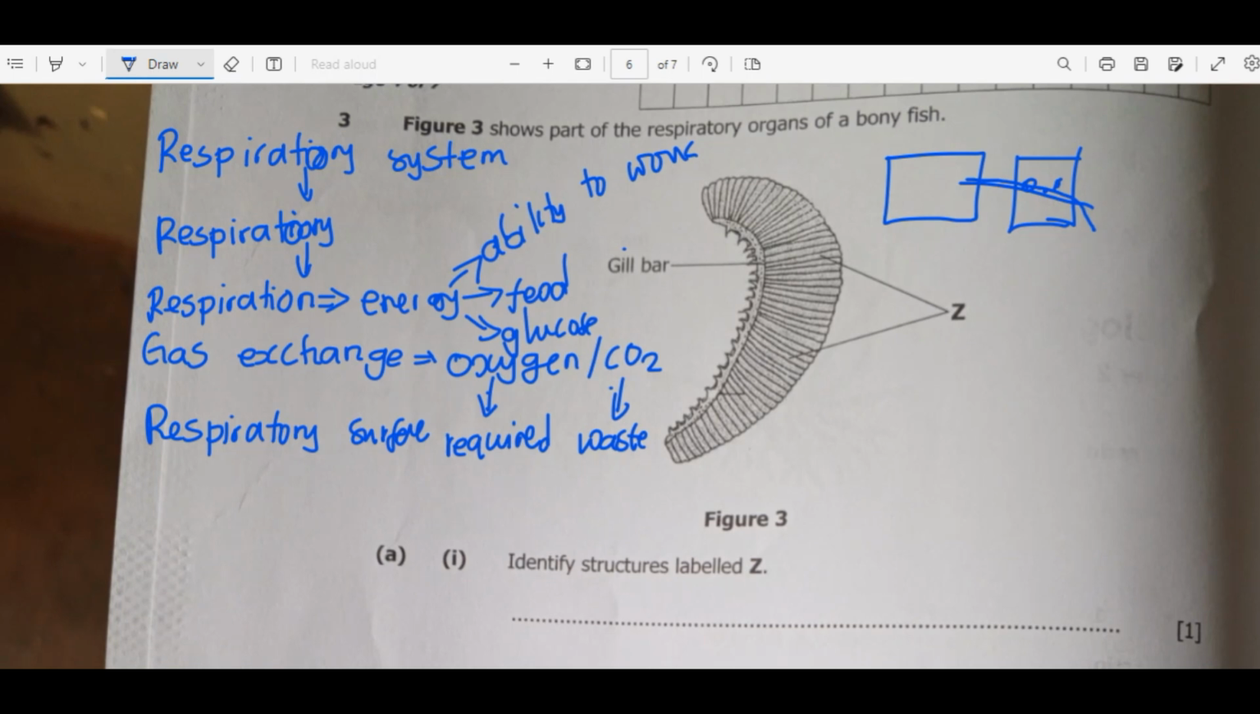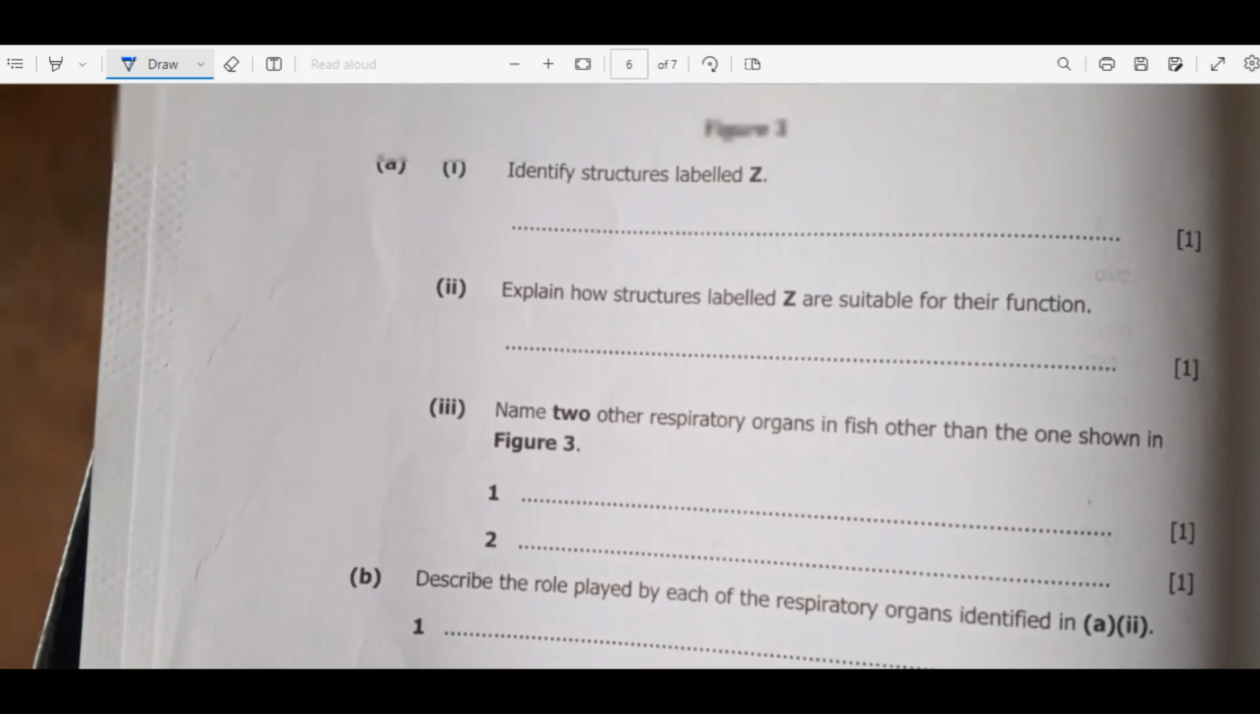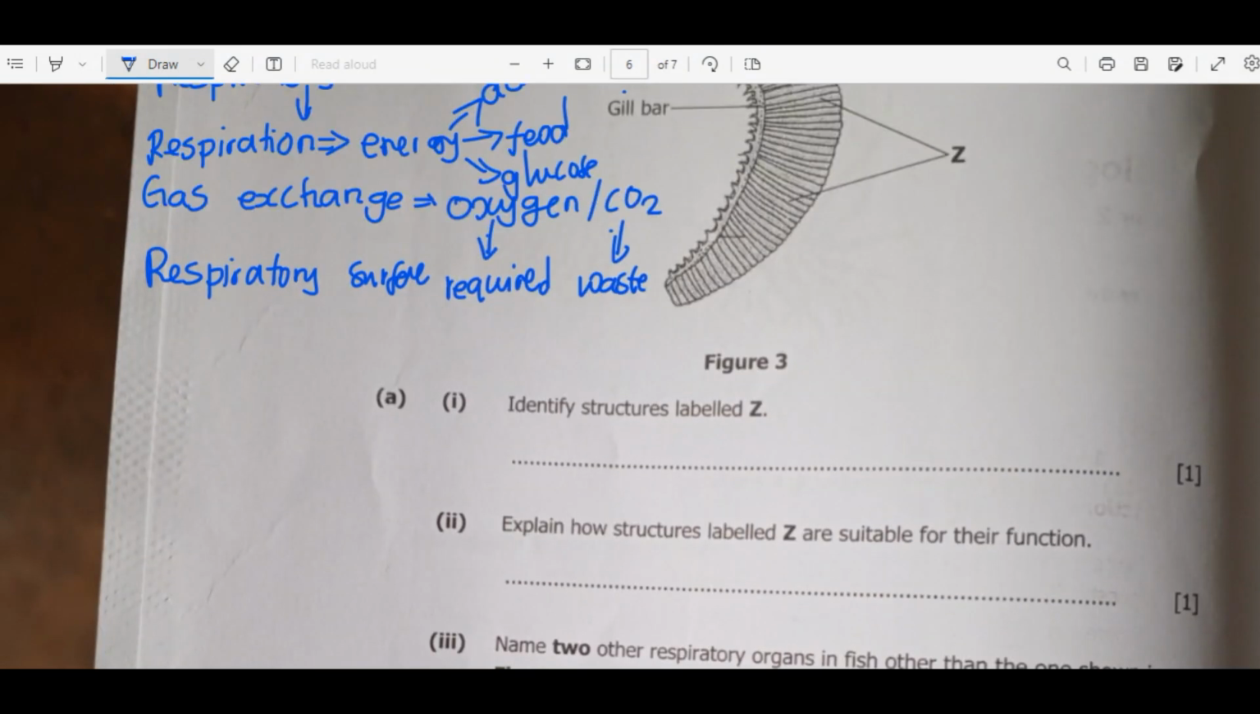Now, since we've looked at these points, let's look at the questions that we have here. The first question is to identify the structure labeled Z. This part is known as a gill filament. So we have gill filament here.